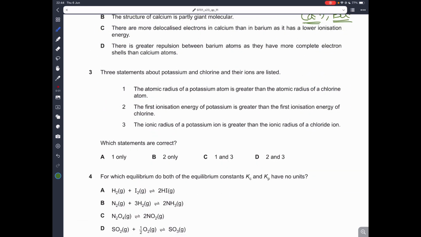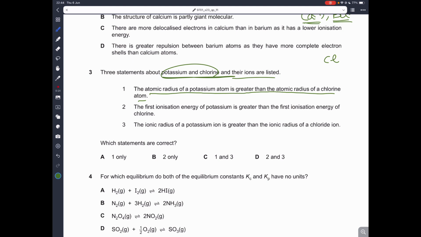Okay. Question number three. Three statements are about potassium, chlorine, and their ions are listed. Statement number one states that the atomic radius of potassium atom is greater than the atomic radius of chlorine atom. If you check the periodic table that is given to you at the back of this paper, you'll see that chlorine is in period number three, right?